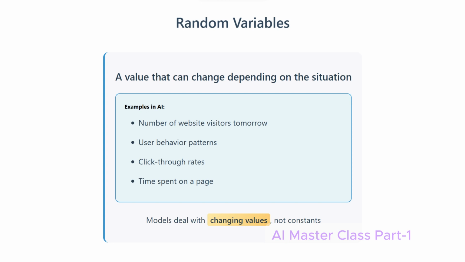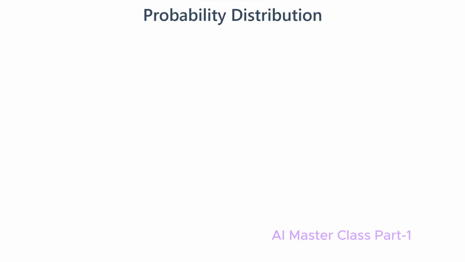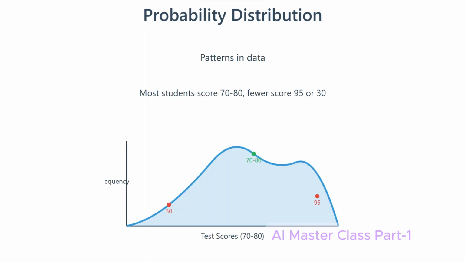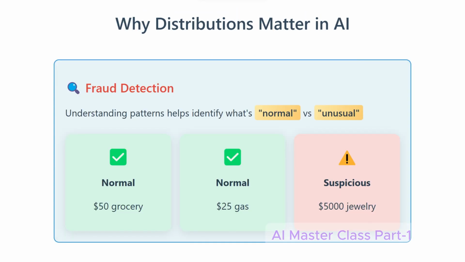Another important term in probability is distribution. When we talk about probability distribution, we are simply talking about patterns in data. For example, most students in a class might score around, let's say, 70 to 80 marks, there will be fewer students who scored 95 and above, and very few will score lower than 30. So there is a visible pattern there. In artificial intelligence, understanding these patterns helps the model know what is normal and what is unusual. Fraud detection systems work heavily on this idea. They look for transactions that fall outside the normal pattern.